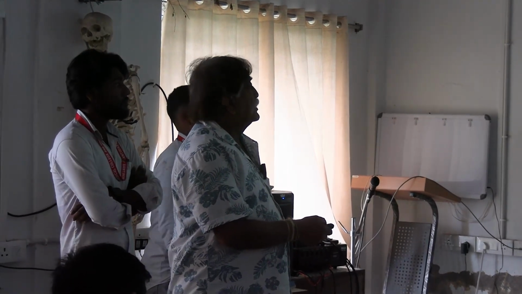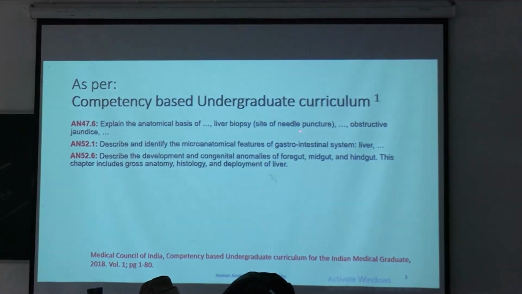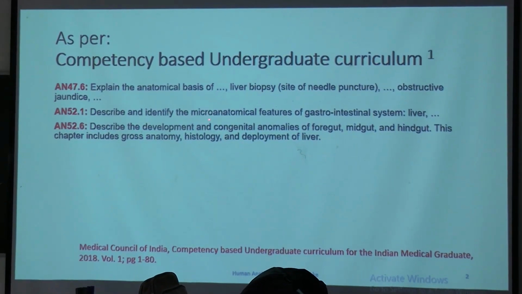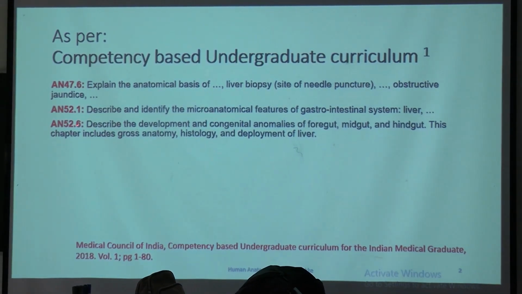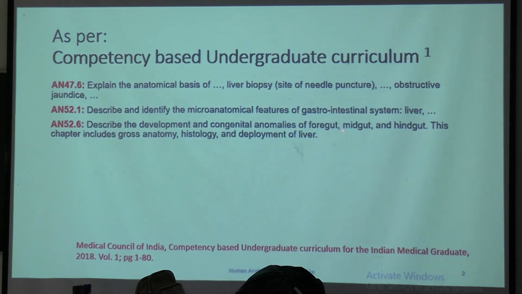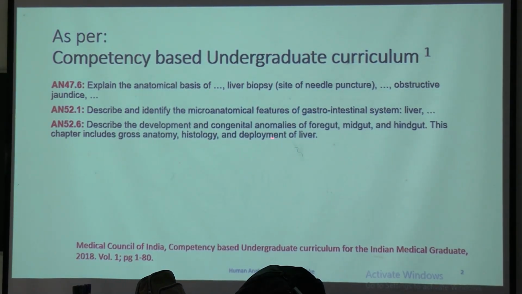Competency-based undergraduate curriculum: explain the anatomical basis of liver biopsy, site of needle puncture, obstructive jaundice. Describe and identify the microanatomical features of the gastrointestinal system and liver. And describe the development and congenital anomalies of the foregut, midgut and hindgut. This chapter includes gross anatomy, histology and development of the liver.